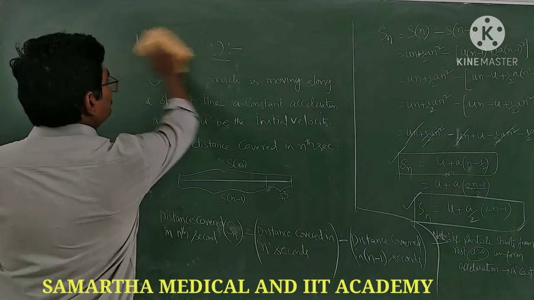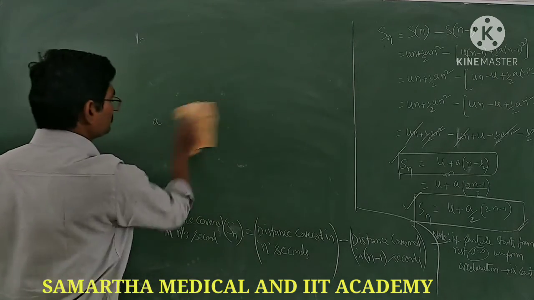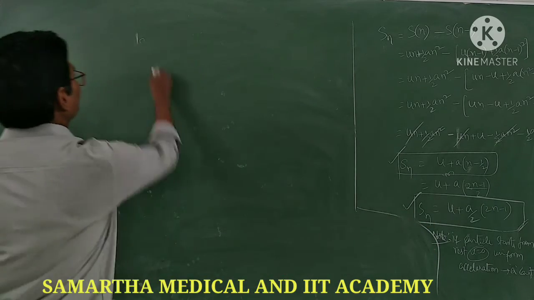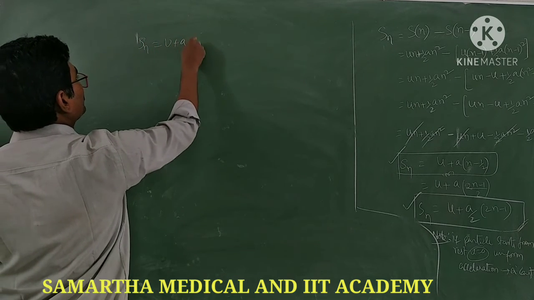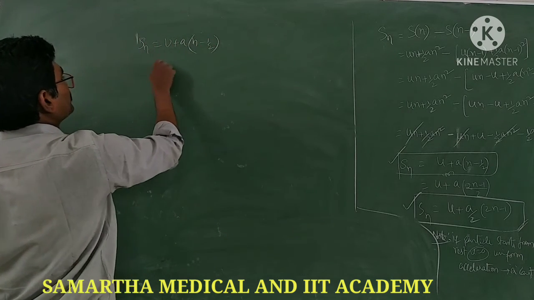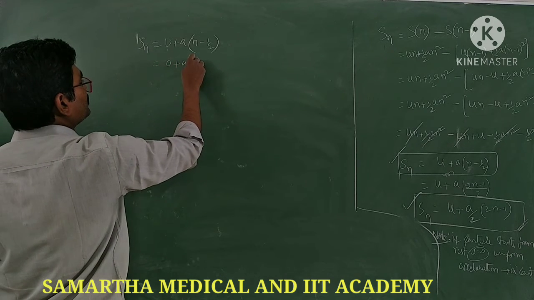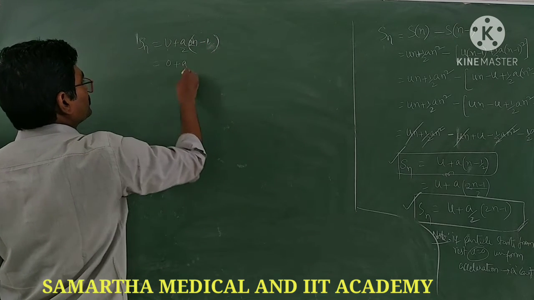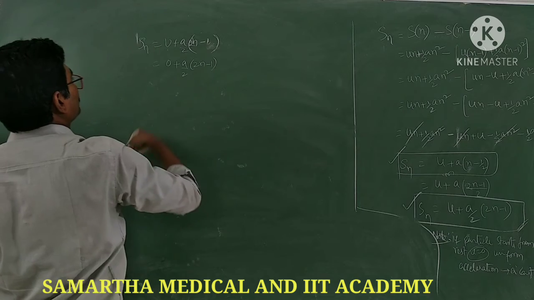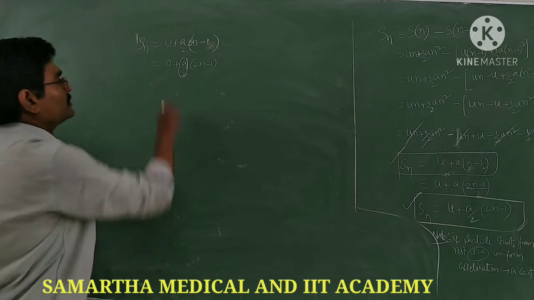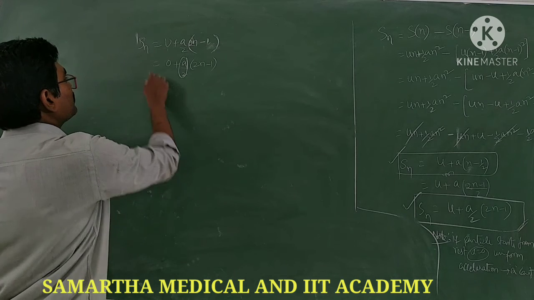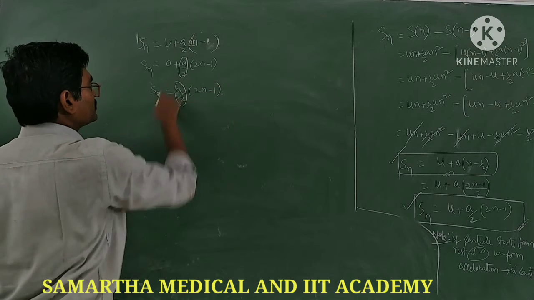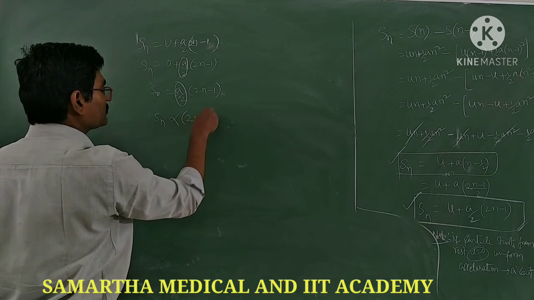Now see here. Sn equal to u plus a into n minus half. So u is 0, so 0 plus a into n minus half, or you can write a by 2 into 2n minus 1, no problem. So a by 2 into 2n minus 1. a is constant, so a by 2 is also constant. This means Sn equals a by 2 into 2n minus 1. a by 2 is constant, so Sn is directly proportional to 2n minus 1.